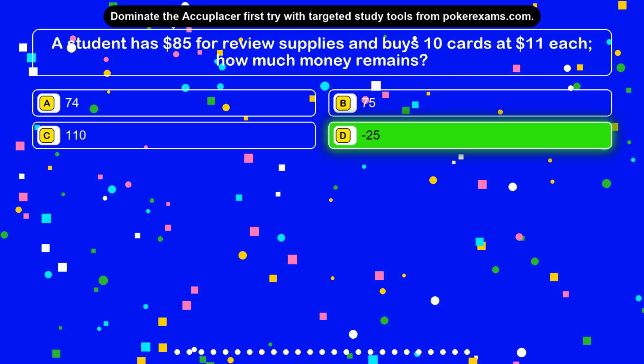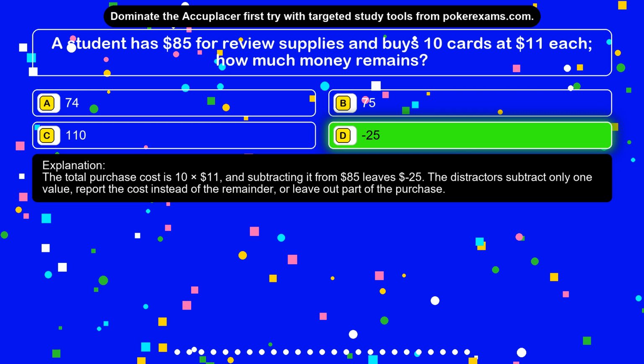The correct answer is option D, negative 25. The total purchase cost is 10 times $11, and subtracting it from $85 leaves negative $25. The distractors subtract only one value, report the cost instead of the remainder, or leave out part of the purchase.